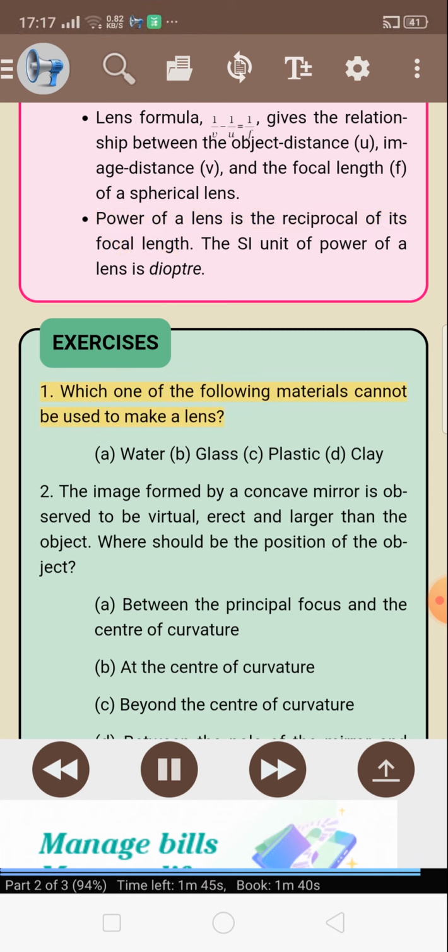Exercises. 1. Which one of the following materials cannot be used to make a lens? A. Water, B. Glass, C. Plastic, D. Clay. 2. The image formed by a concave mirror is observed to be virtual, erect, and larger than the object. Where should be the position of the object?